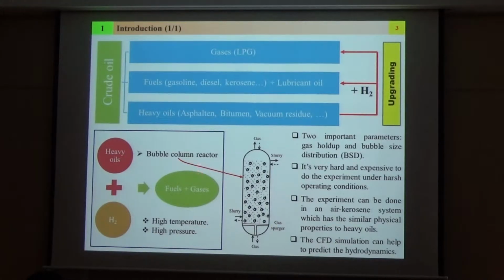Normally, the bubble column works at high pressure and temperature to reduce the liquid viscosity of heavy oils and enhance the dissolved hydrogen in the liquid. So it's very hard and expensive to do the experiment for that system. To study the hydrodynamics of the bubble column reactor, we firstly do the experiment for the air-kerosene system, which has a similar physical property to the heavy oils, and then we do the CFD simulation to predict other unknown hydrodynamic parameters.